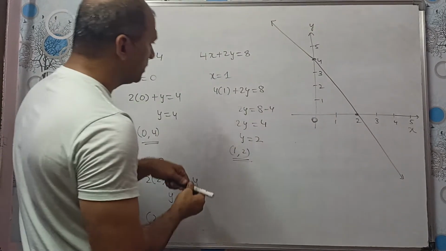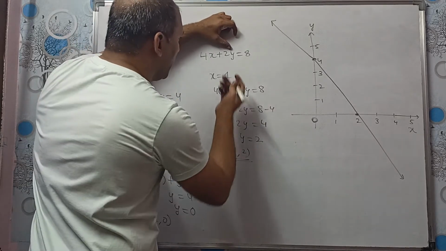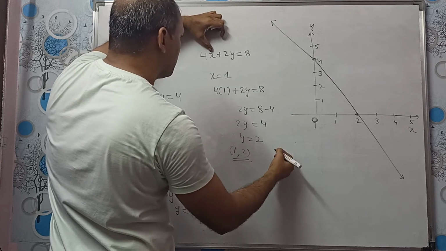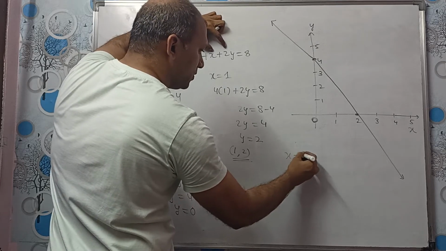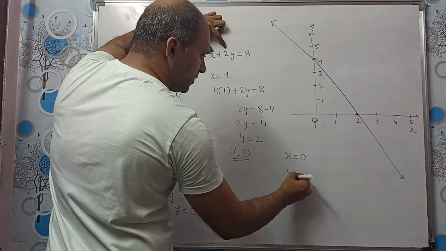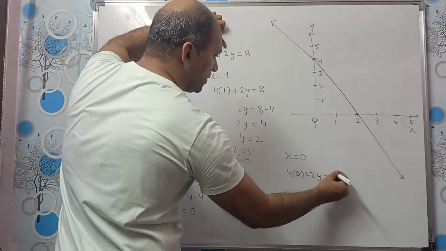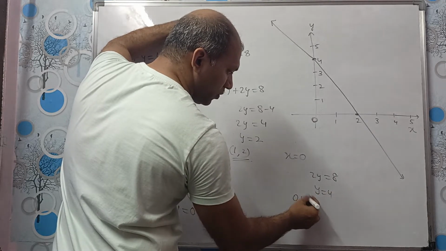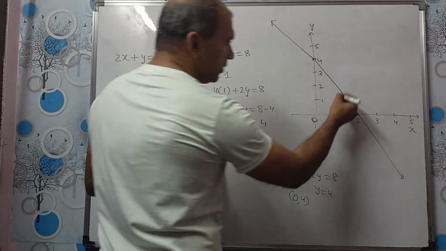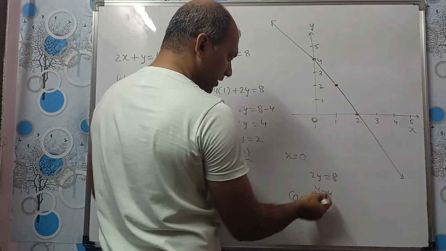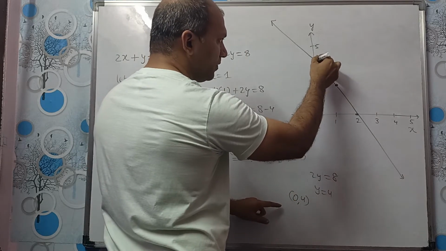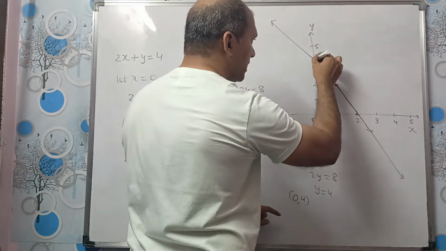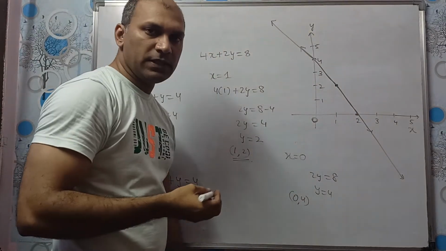So let us take x is equal to 0. It is 4 into 0 plus 2y is equal to 8. So this is 0, and y will be equal to 4. So we have 0 comma 4. Okay, so 1 comma 2 is here, and 0 comma 4 is here again. So if you join these two points again and extend, you will have the same straight line, isn't it?